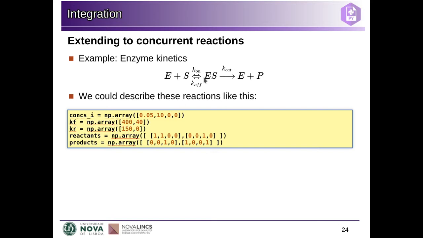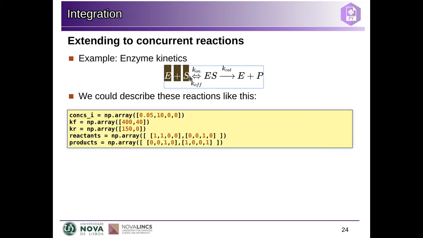And then we need 2 forward constants, because we have the first reaction and then the second reaction. The first one is 400, so this binding is very fast, and then we have the catalysis with a catalysis rate of 40. These are arbitrary units, just to give an idea of the proportions. Now we have the reverse constants. This is for the equilibrium of the first reaction, and the second one is 0 because the second reaction is irreversible.